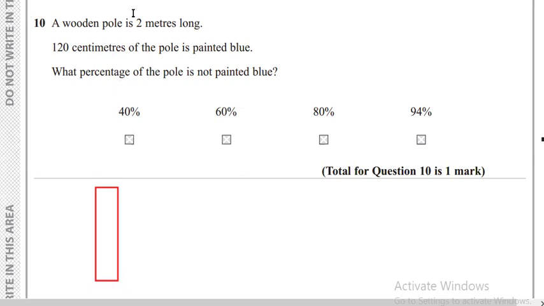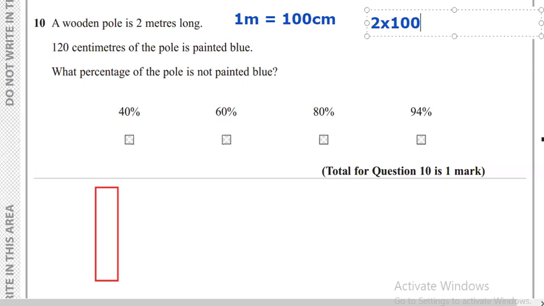We said the pole is 2 meters long. Now, first, we turn the 2 meters into centimeters so we can deal with the same units. To turn 2 meters into centimeters, we have to understand that 1 meter equals 100 centimeters. That's the first thing we need to know. Now, this means that 2 meters equal how many? Very good. We multiplied by 100. So 2 meters multiplied by 100. This will give me 200 centimeters.